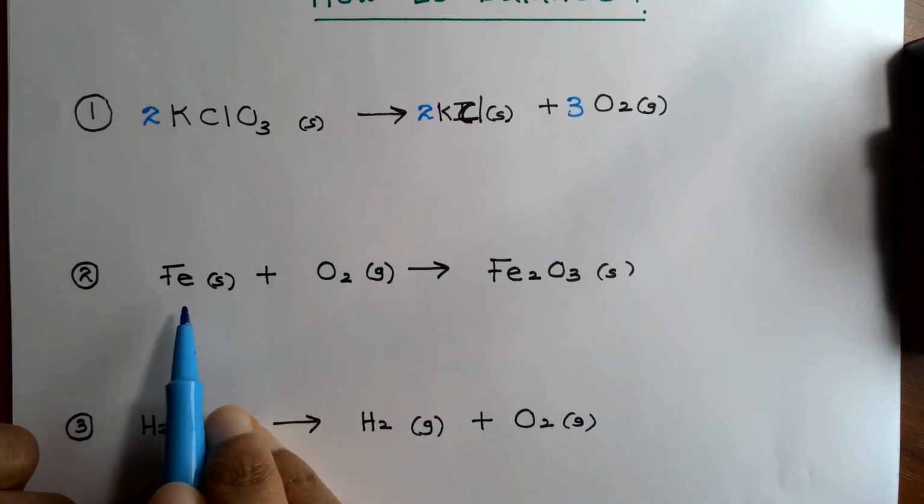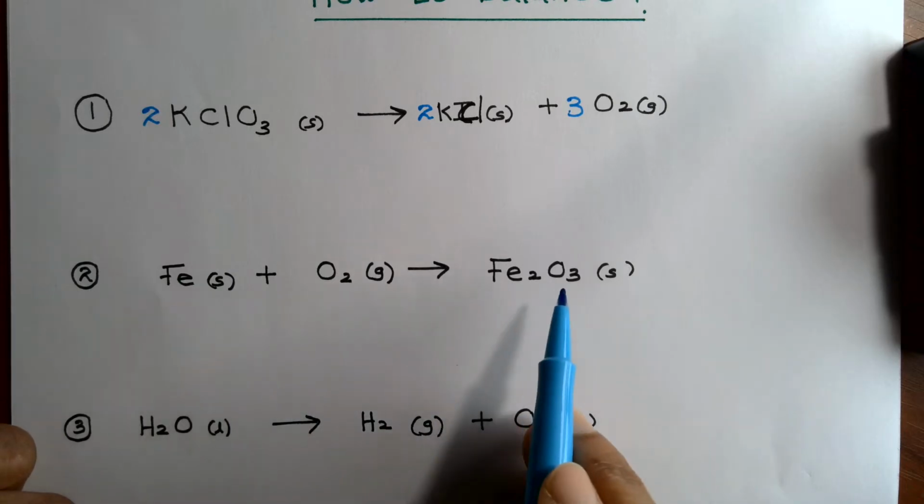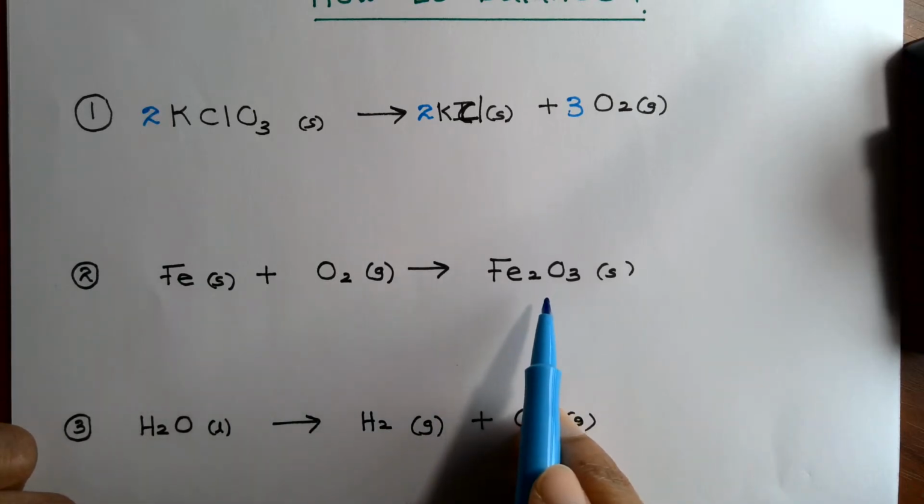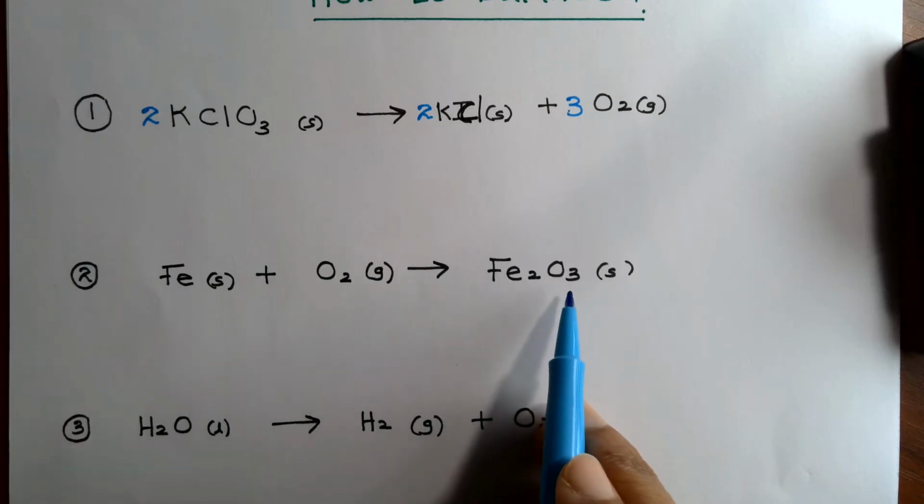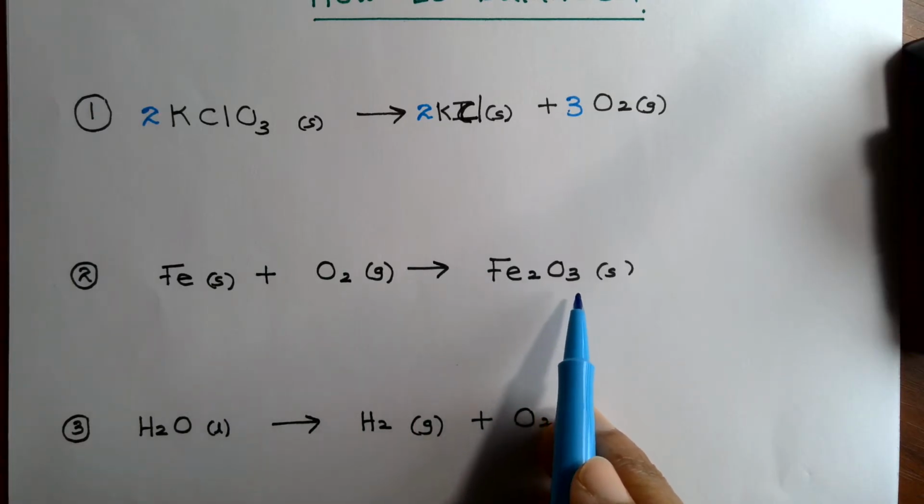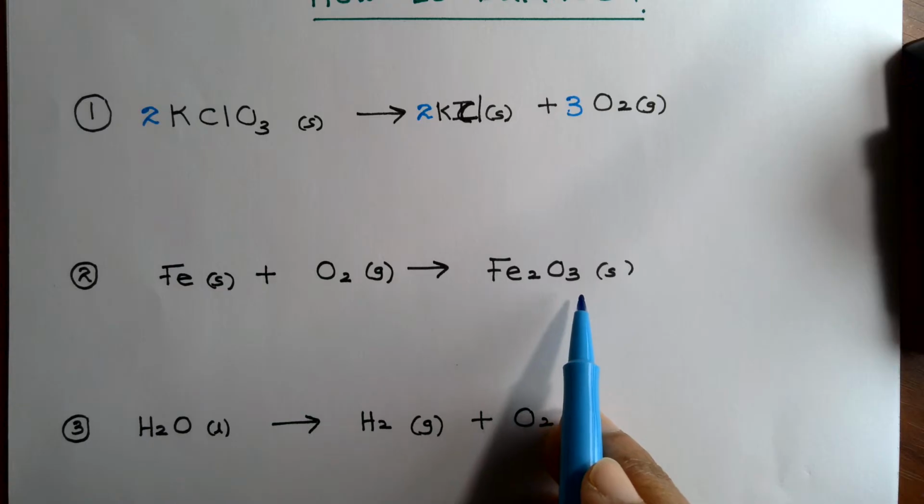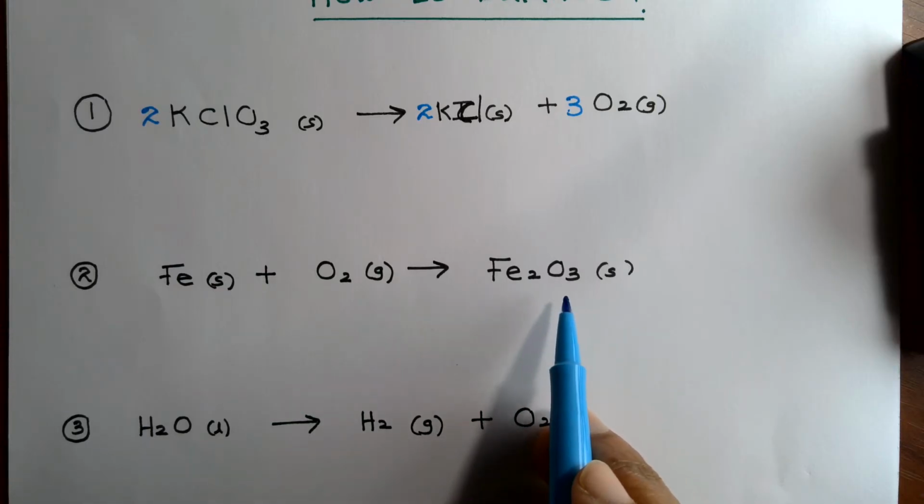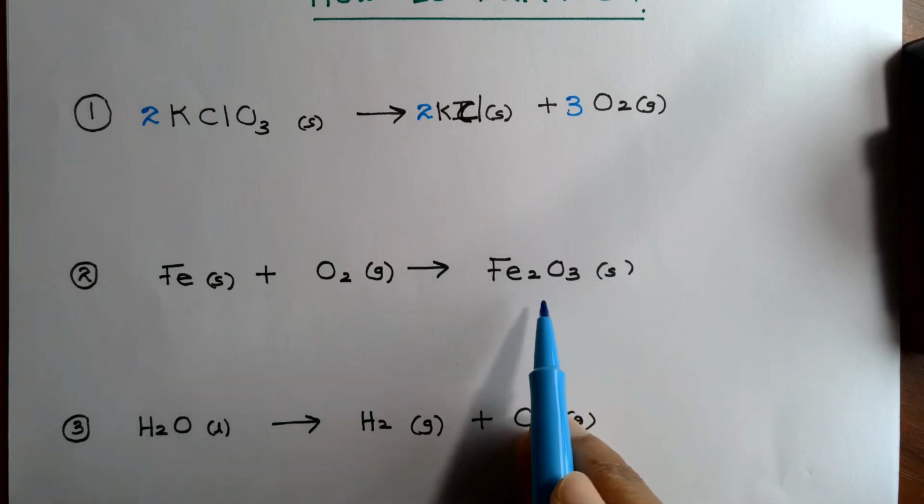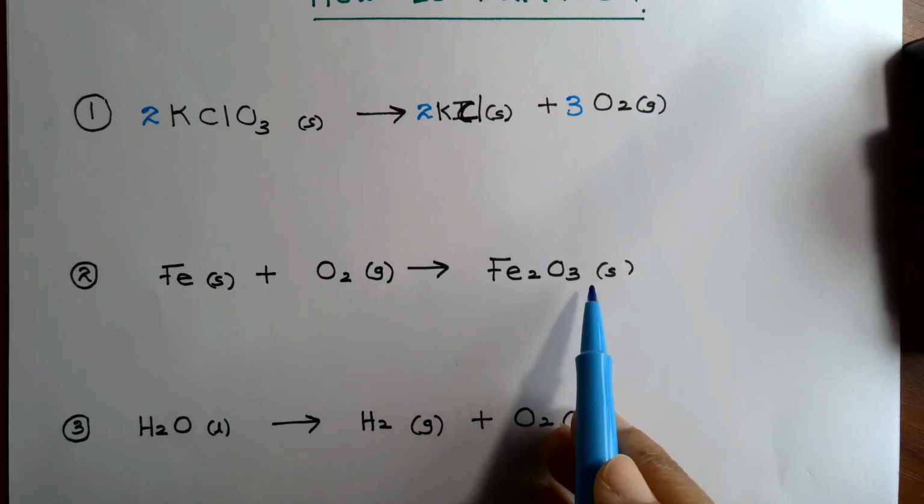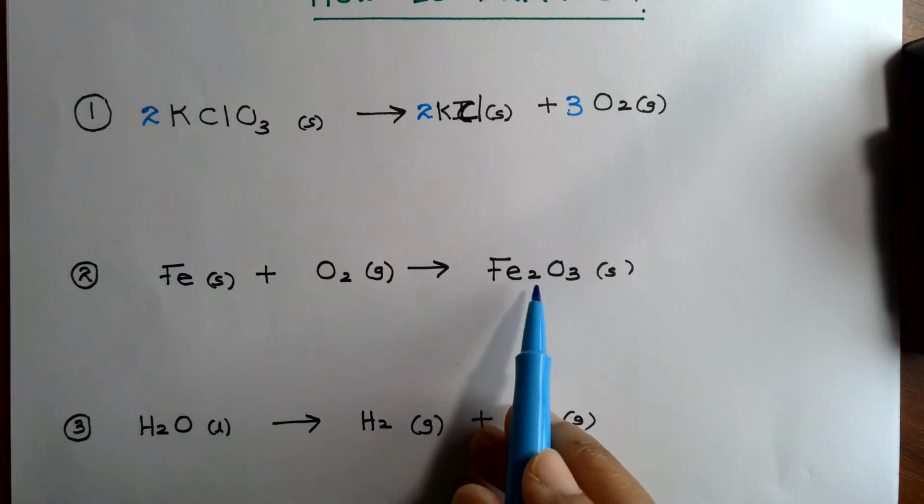Second reaction, when iron react with oxygen, make iron 3 oxide, or another name is ferric oxide. So iron 3 oxide, we all know it is we call iron rust. If we place piece of iron outside 1 or 2 days, so we can see brown color rust formation. That iron rust is the formation of this compound, iron 3 oxide or ferric oxide. Now let's see how we can balance this equation.